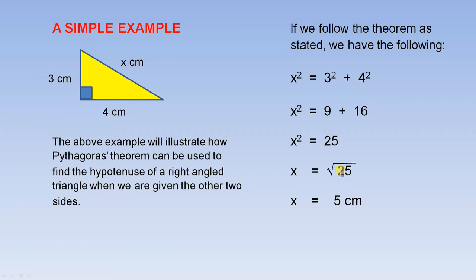So x is the square root of 25, so it has to be the positive square root of 25 because we're looking at a distance. We're not interested in a negative distance, we just want a length. So x is 5 centimetres. So in other words, the hypotenuse is 5 centimetres long.